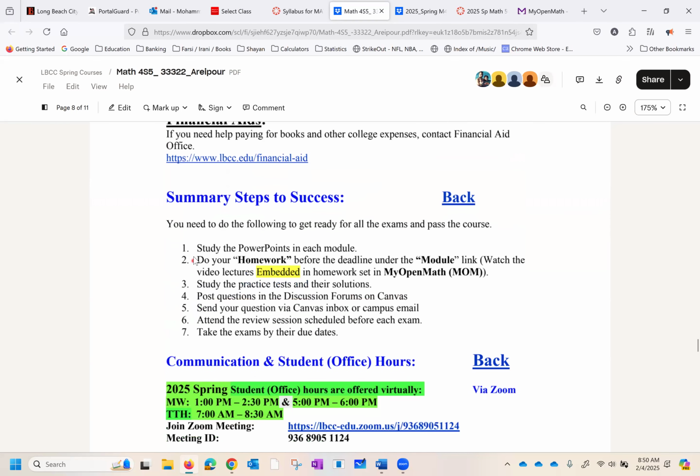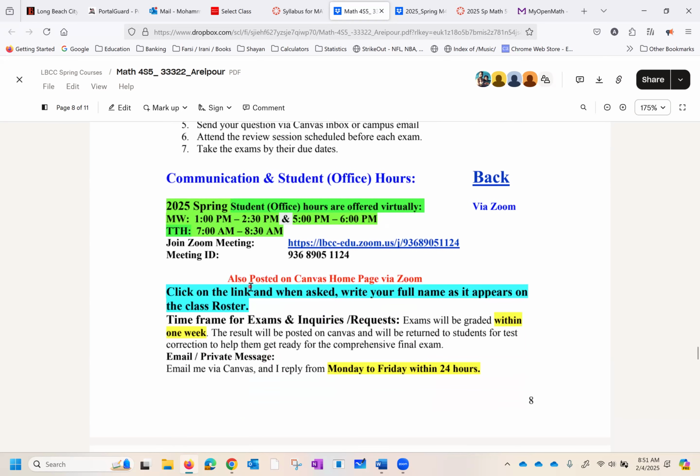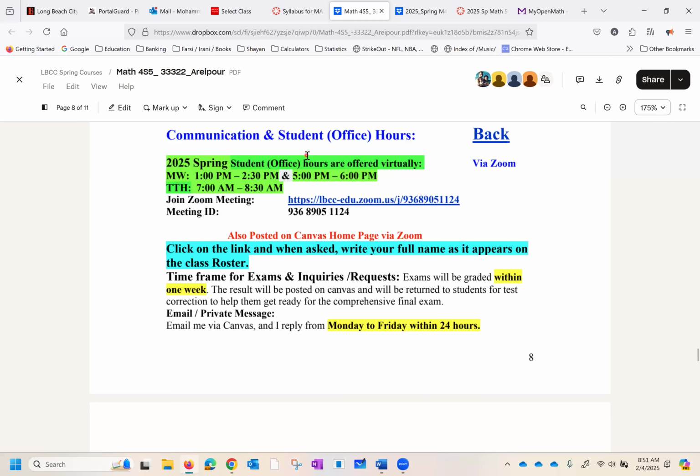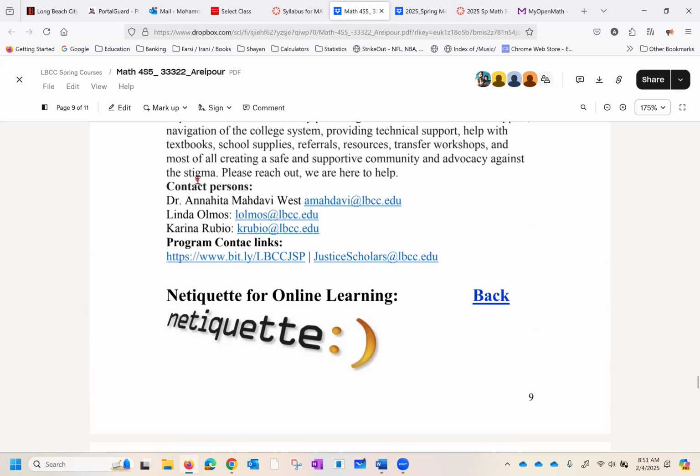The summary steps to success: in short, you want to study the PowerPoints, do the homework, and watch the video lectures embedded in the homework set in MyOpenMath. I'll show you when we get to MyOpenMath and the homework that you have video lectures within the homework as well. Study the practice test and get ready to take the exam. As far as communication is concerned, this is posted on the homepage of Canvas, the office hours. You're more than welcome to stop by if you have any questions. More information coming your way.